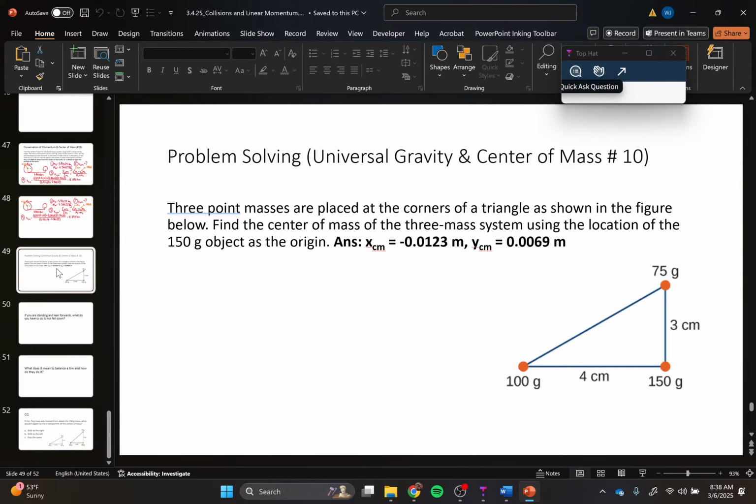I told you what the origin is. I told you to use the 150 gram object as the origin, so that way we all get the same answers.